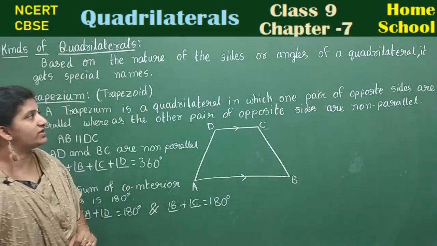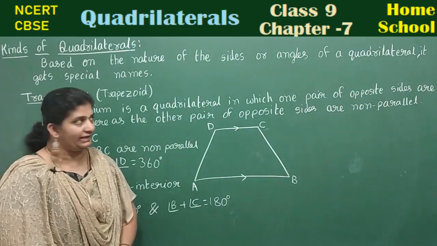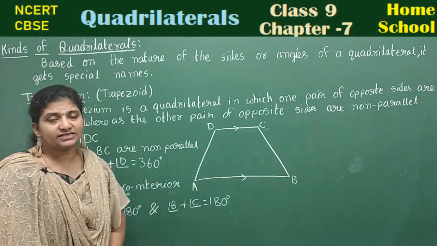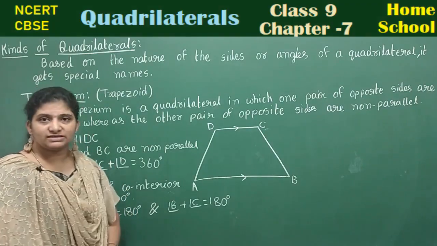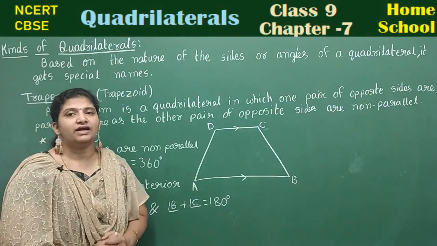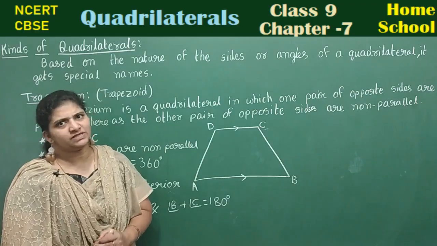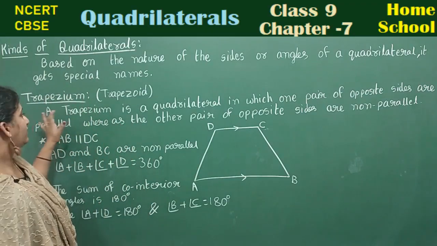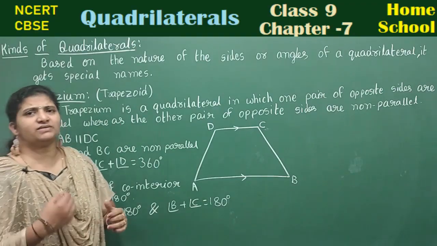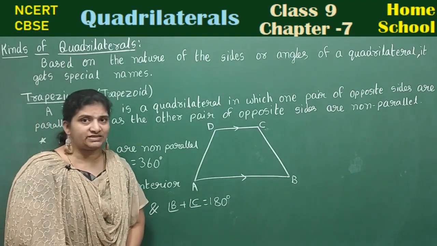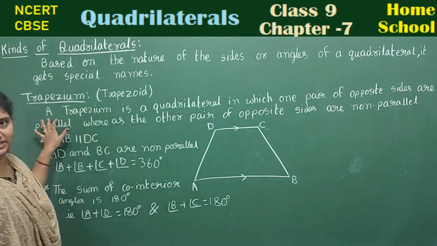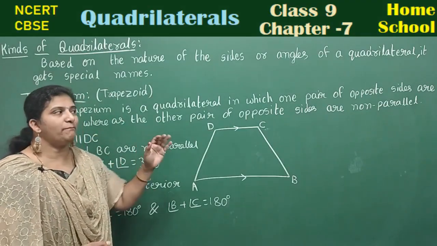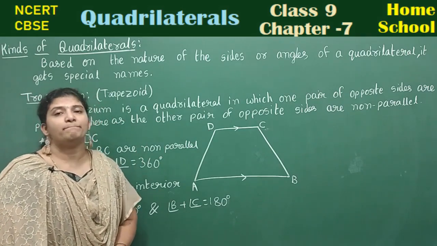Based on the nature of the sides or angles of a quadrilateral, it gets special names. How does it get its special name? Based on the sides or angles, it is classified into some special name. Let us see the first type of quadrilateral, that is the trapezium. Trapezium is also called trapezoid. A trapezium is a quadrilateral in which one pair of opposite sides are parallel.